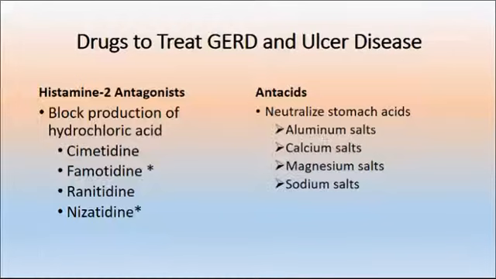Okay, so drugs to treat GERD, gastroesophageal reflux disease, and ulcer disease. Page 989. You start with your histamine 2 antagonist, H2 antagonist, H2 blockers. You'll hear it called multiple things. And your antacids. Both of these are listed in table 57.1, starting on page 991. So your H2 blockers block the production of hydrochloric acid.